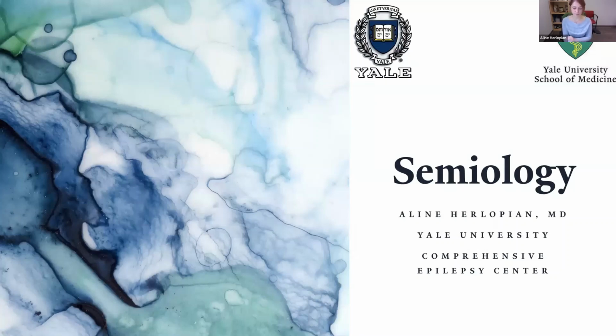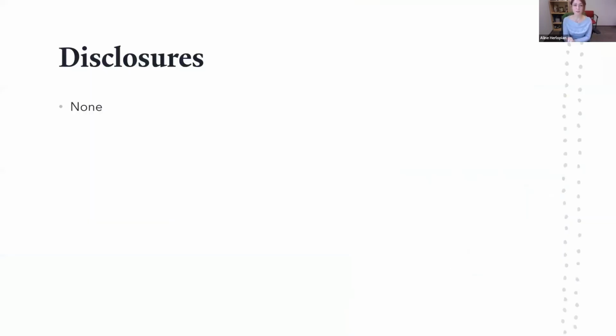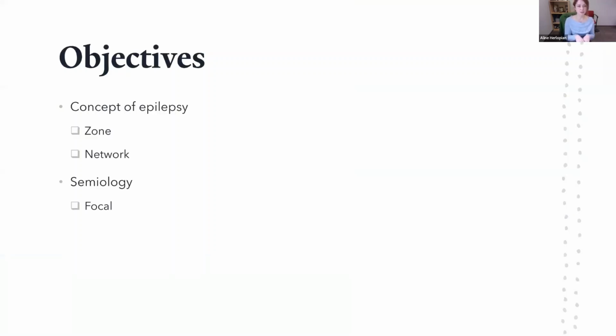I'm going to be talking today about the semiology in the adult population. I have no disclosures. I'm going to start with the concept of epilepsy, how it evolved from the concept of zones to network, and finally we're going to give cases that elaborate certain semiologies, particularly the focal epilepsy. We're not going to address or delve into the generalized seizure types.